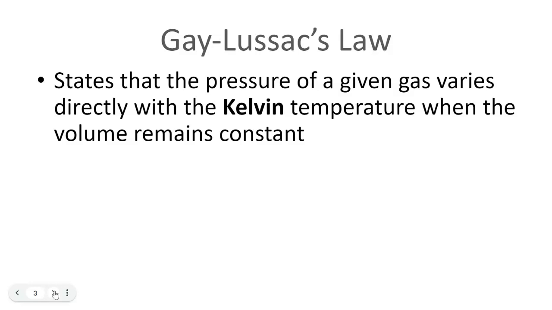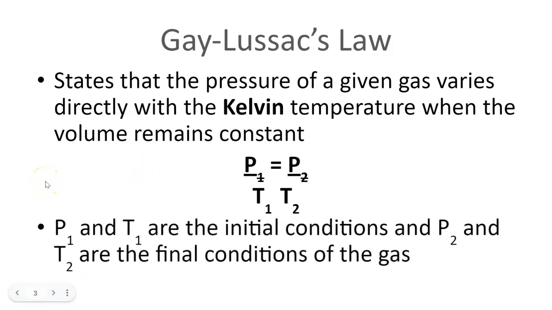That's one of the trickiest things in this unit: if you're working a problem and the temperature is given to you in Celsius and you don't convert it to Kelvin, then you can run into some problems. Okay, so here is this particular equation. The pressure of the first conditions over the temperature of the first conditions is equal to the pressure of the second conditions over the temperature of the second conditions. So P1 and T1 are the initial conditions, and P2 and T2 are the final conditions.